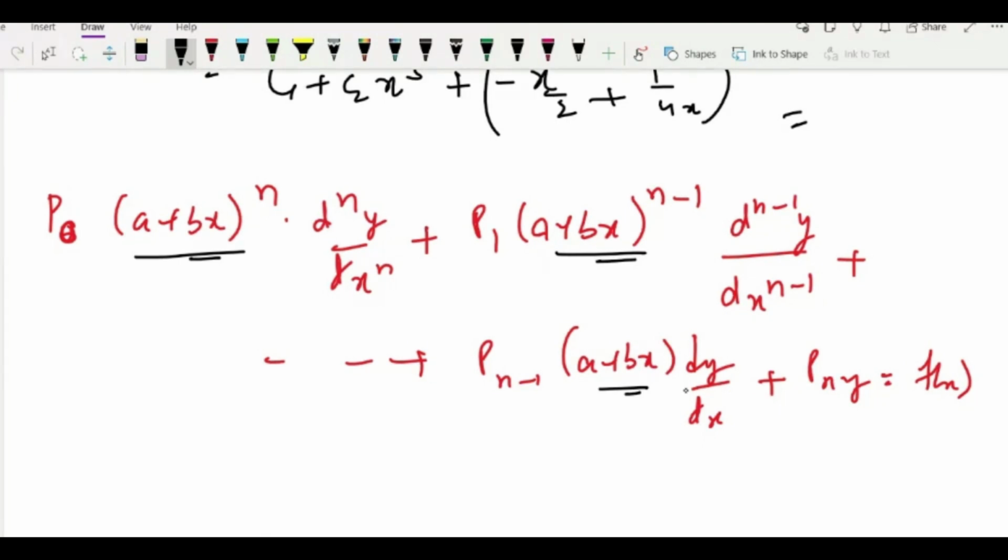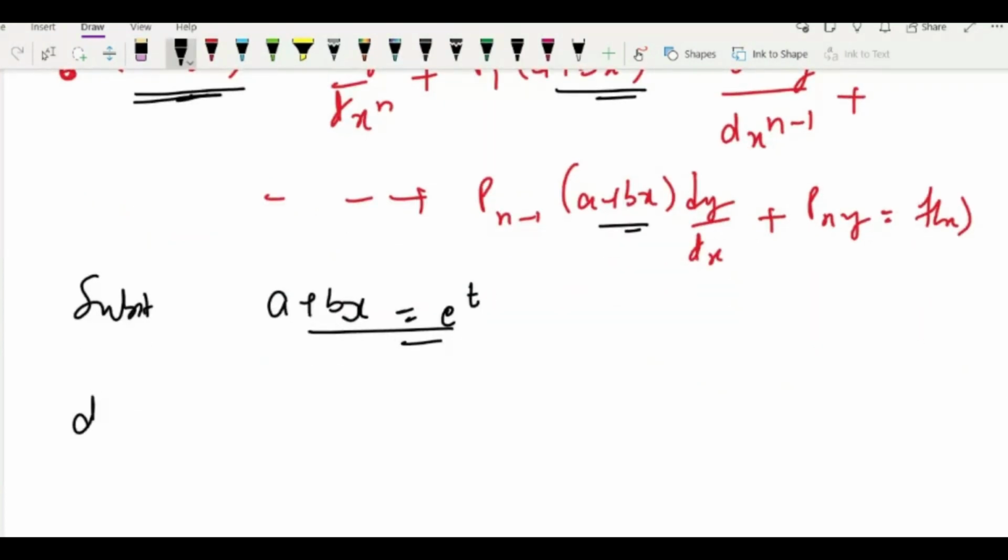And we can convert this equation also into a constant coefficient equation. We will just do a substitution. Substitute a plus bx is equal to e raised to power t. In the previous type, we substituted x is equal to e raised to power t. In this kind of equation, we substitute a plus bx as e raised to power t. And by this transformation, our derivative d^n y upon dx^n will be converted by this relation.